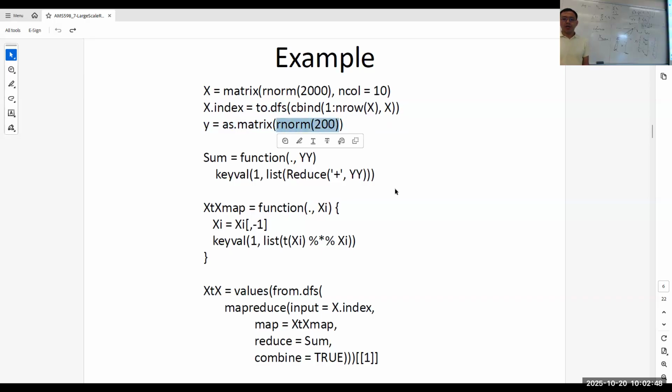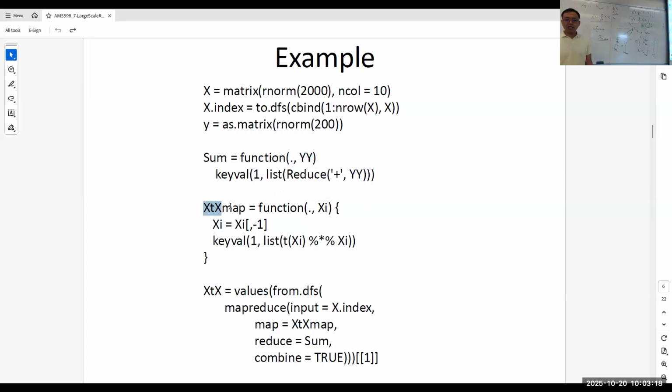The sum function: if you have a list or some kind of iterable object yy, what I'm doing here is generating the key-value pair with the key being 1. I'm reducing yy by using the sum function. So this just sums up all the elements in y. This is essentially a reduce function, right?